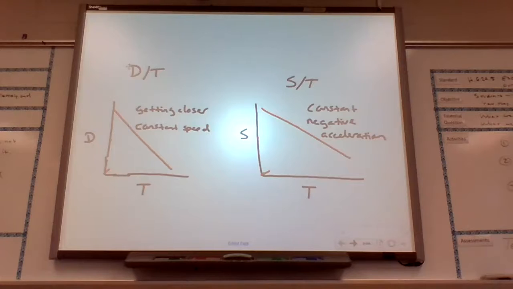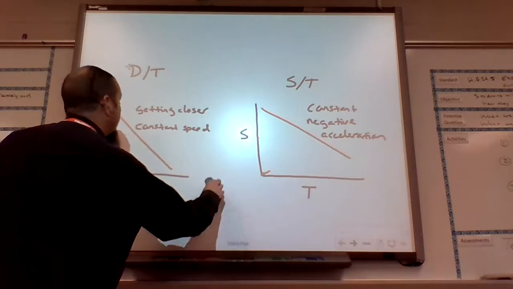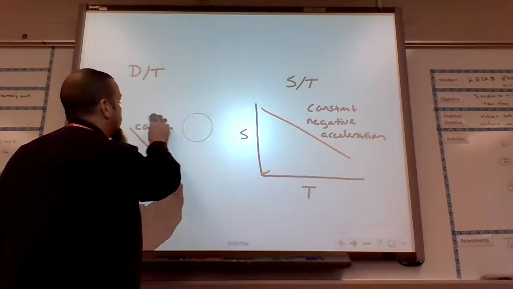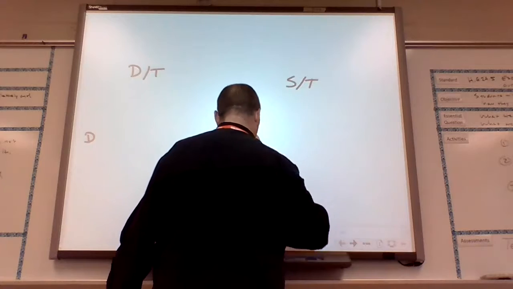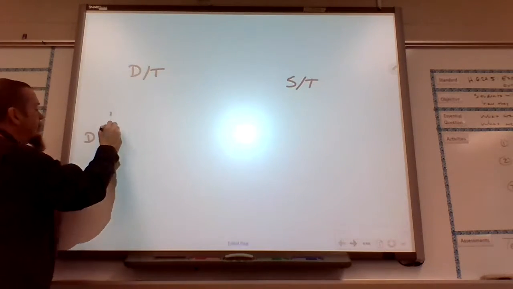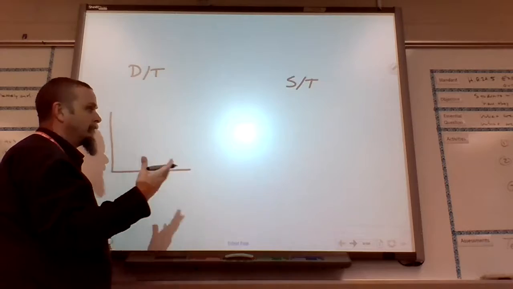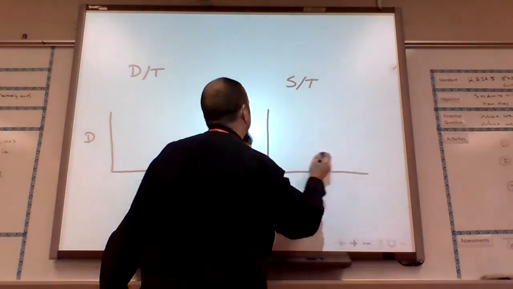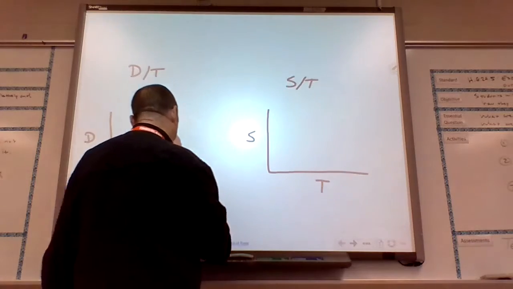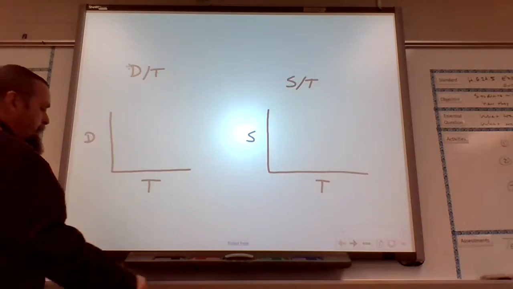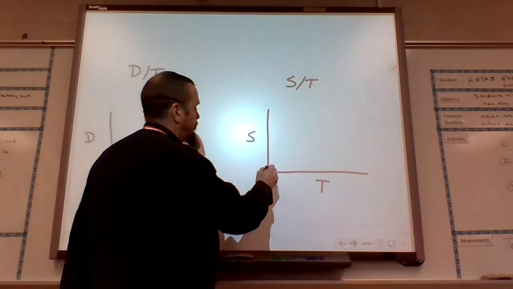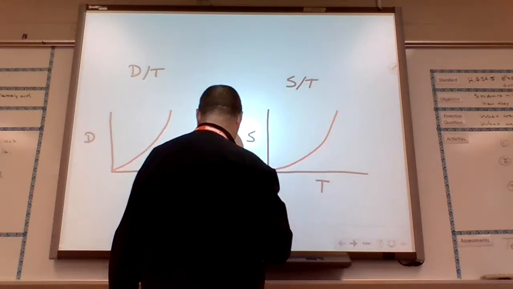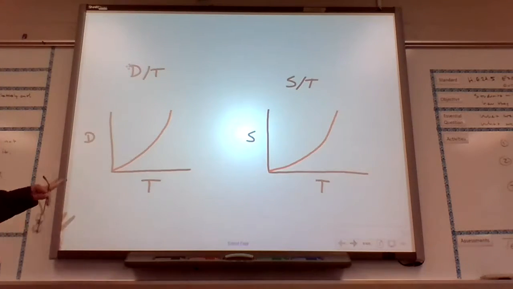So those are your three possible straight lines that you would get on these graphs. The other possibility is a curved line on either one of these graphs. And understanding the meaning of a curved line is all about understanding the slope thing. On a distance-time graph, slope is speed.